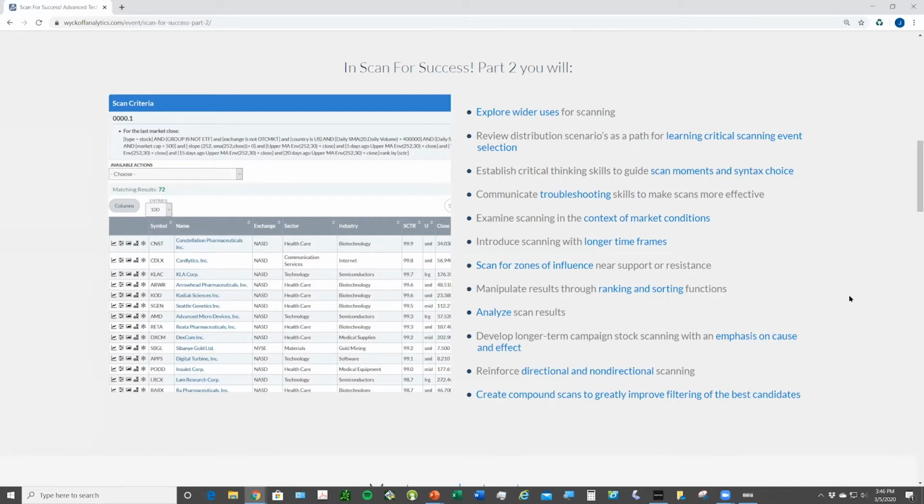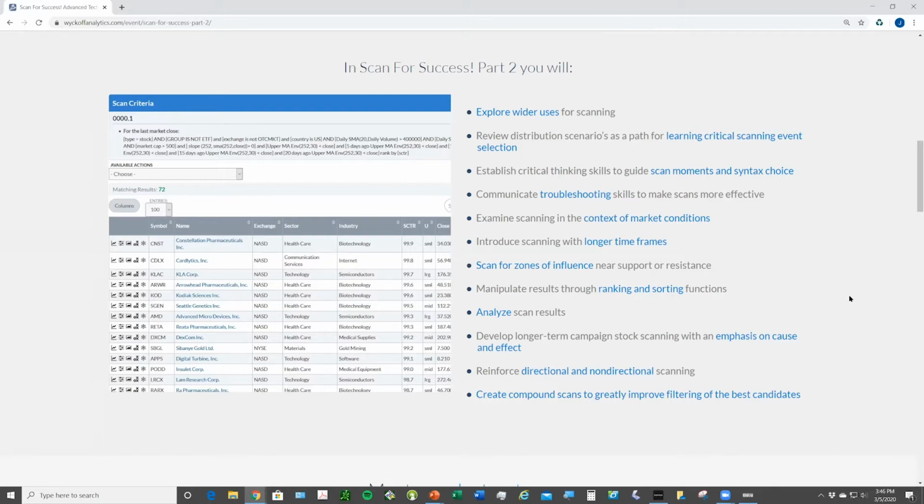The things that we're going to cover in the course will be looking at critical scanning events. How do we select the events that we use to create our scans? What thinking and syntax do we use? We're going to show you how to troubleshoot some scans. We're going to do a little bit of that today. We'll also look at the context of the market in which we're scanning, and that's one of our main themes for today. We have very much of a down market, and what does that mean for scanning?